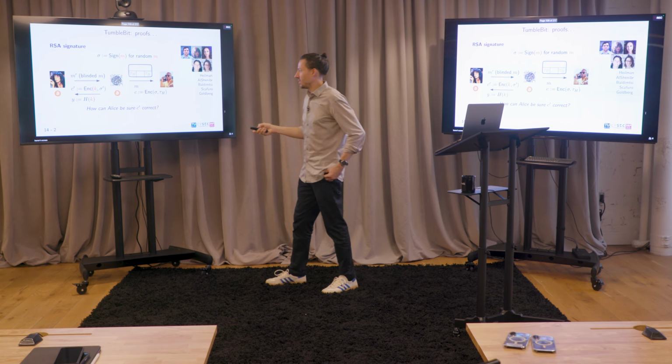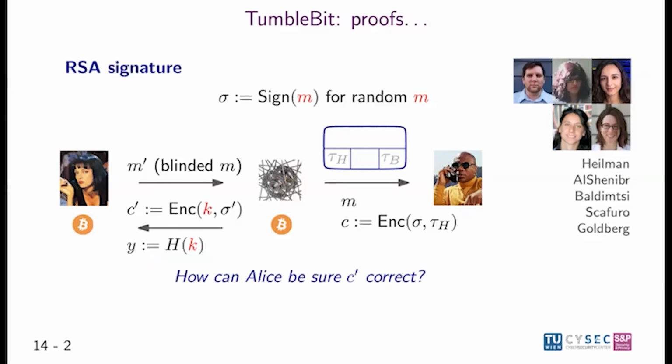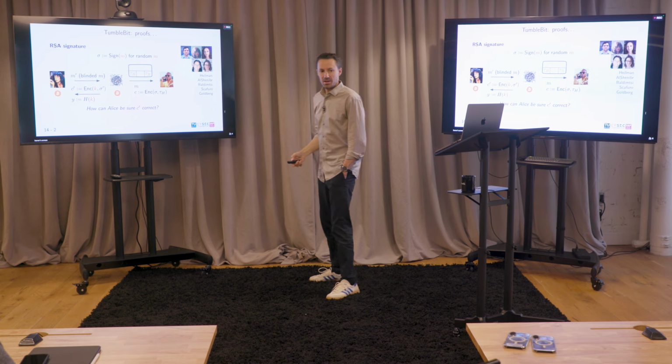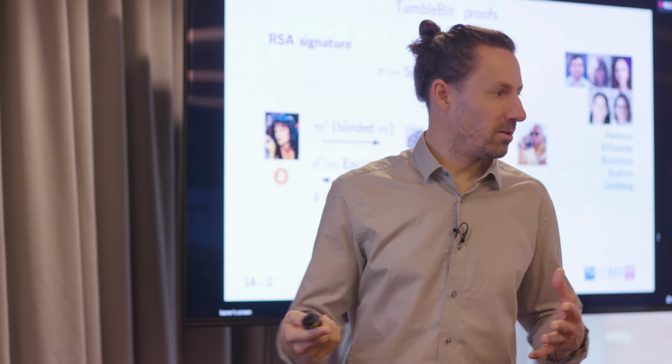So in particular, how can Alice be sure that C prime is correct? So what would be the statement? The statement is: there exists some key K such that C prime is an encryption of sigma prime, where sigma prime is a blinded signature for M prime, and K is a pre-image of Y, right? That's kind of the conditions you would have to encode. So really, how can Alice be sure that C prime and Y are correct? Exactly. So how can she be sure?